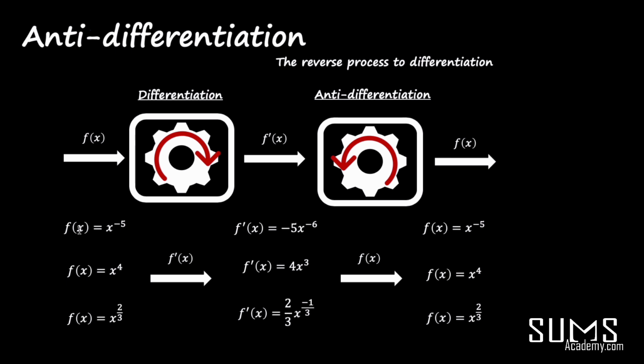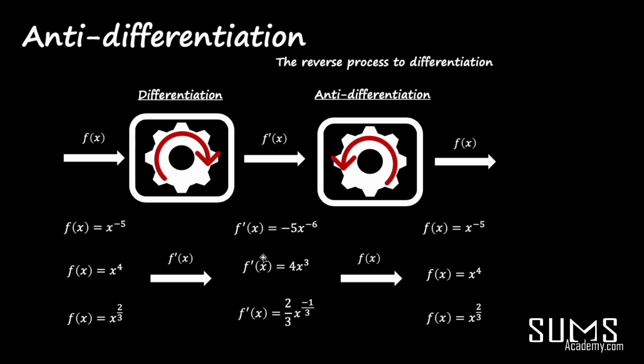So here we've got f of x is equal to negative 5x, 4 to the x to the power 4, and x to the power 2 or 3. And when we differentiate them, we get these values here, minus 5 to the power of negative 6, 4 to the 3, and so on. Cool, right? So that's fine. Bread and butter. We've done this before.